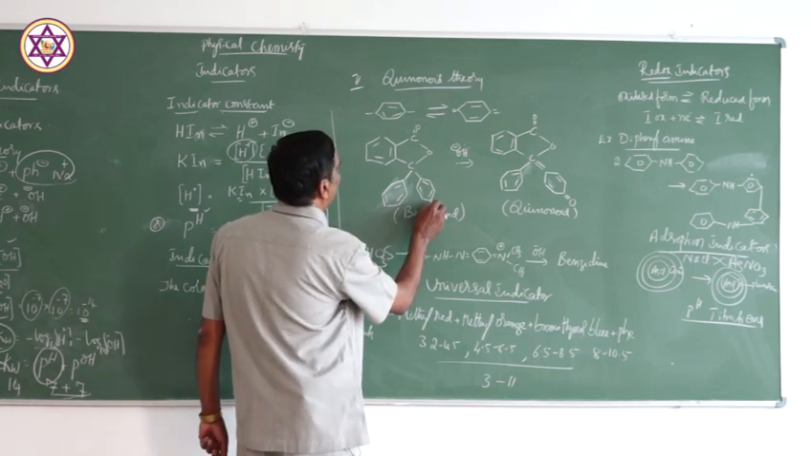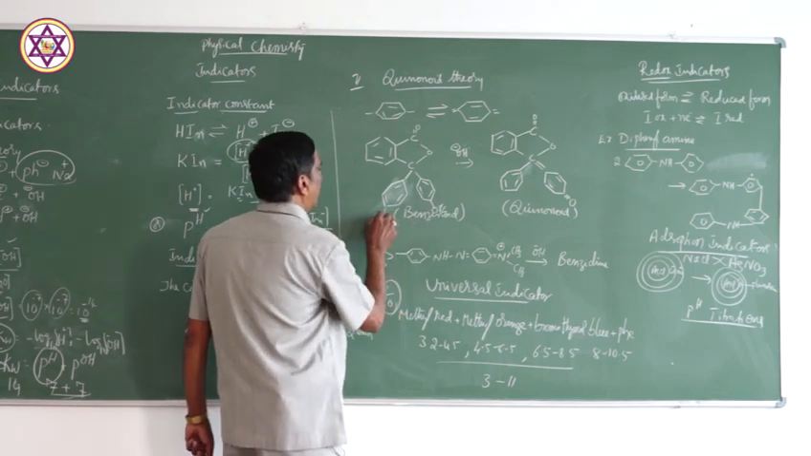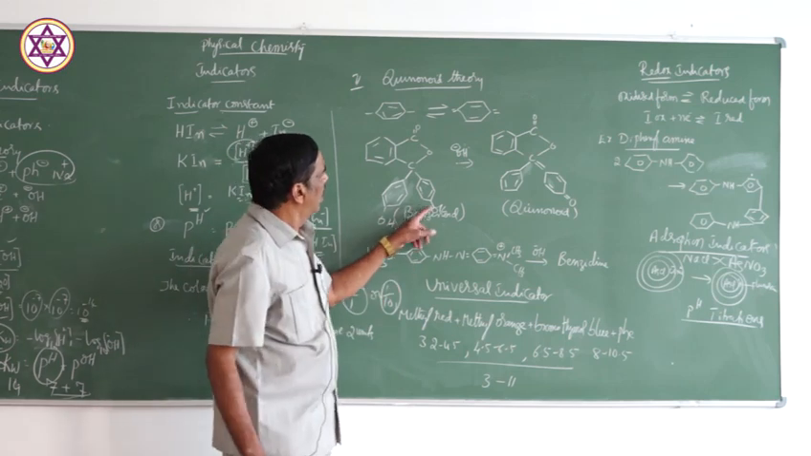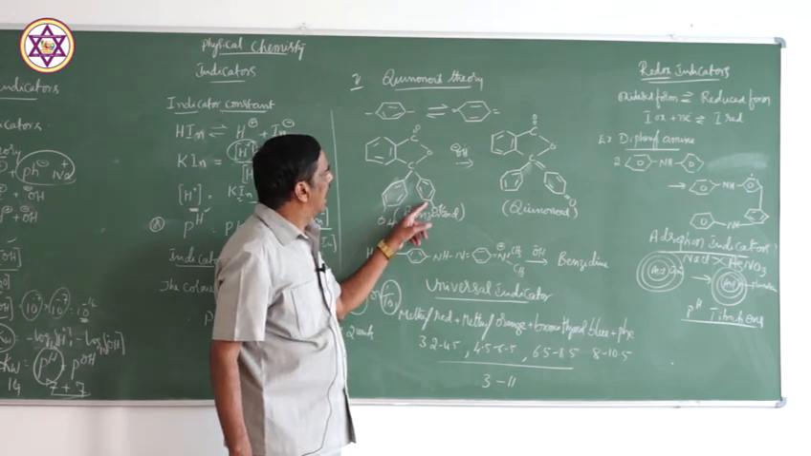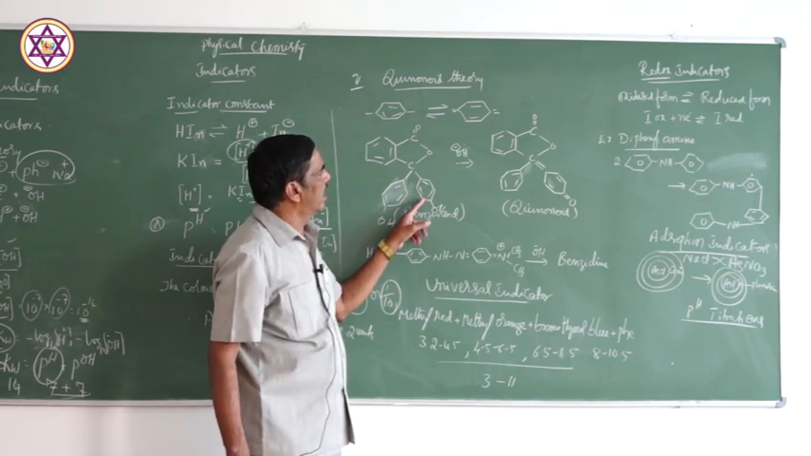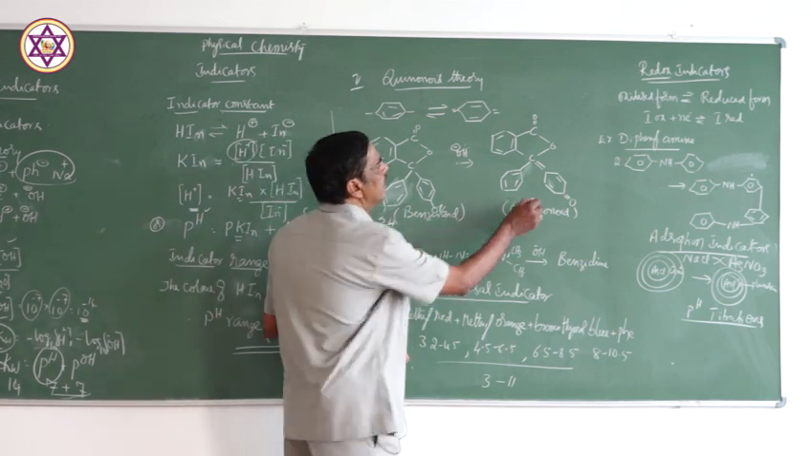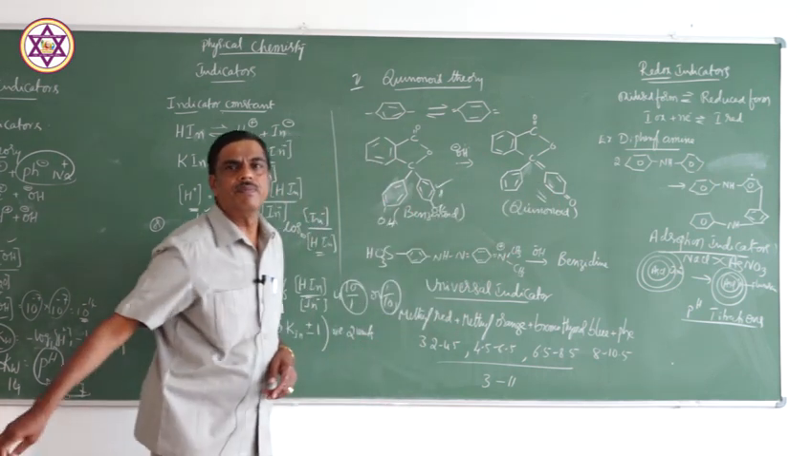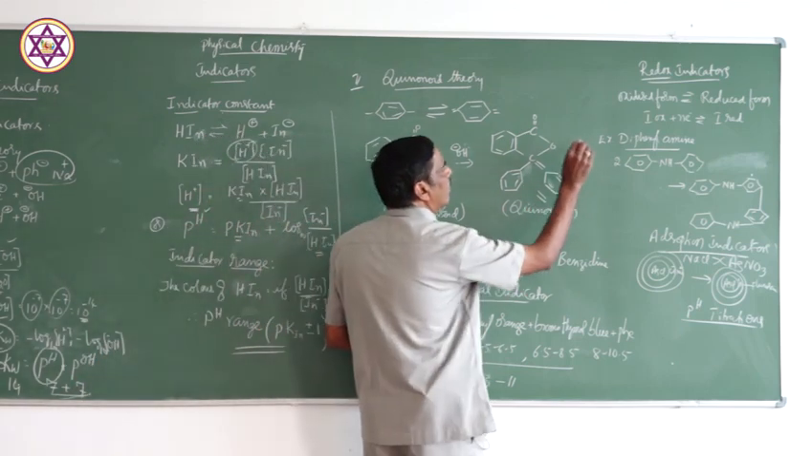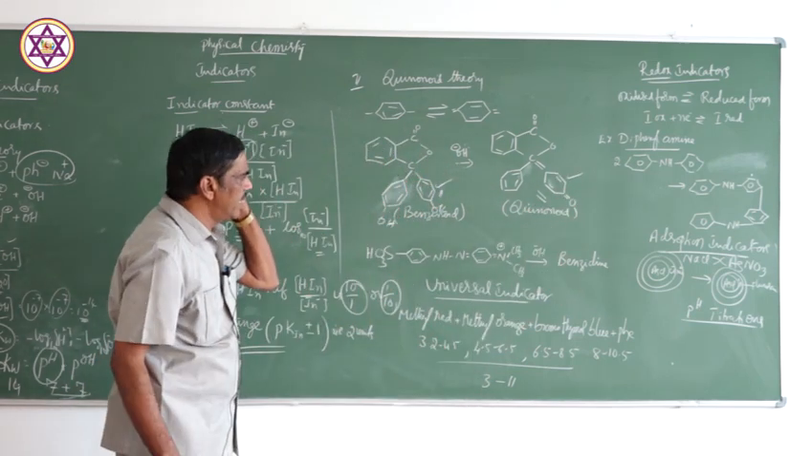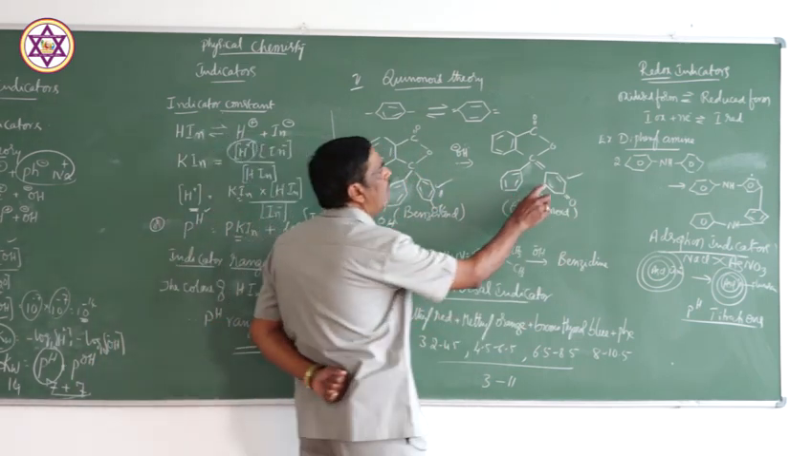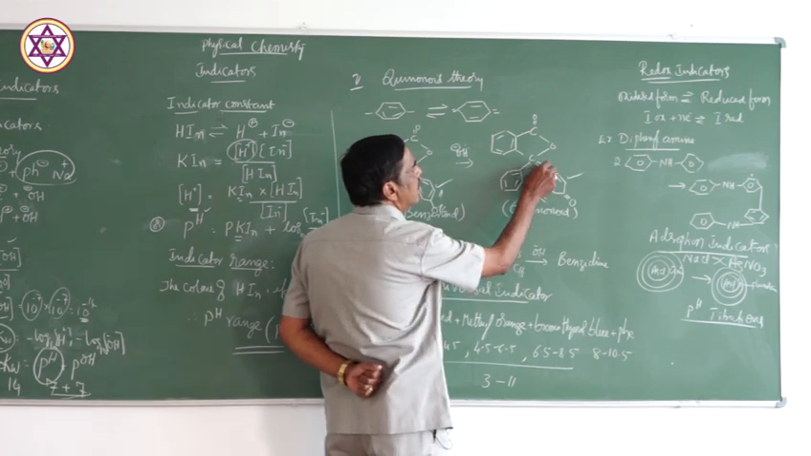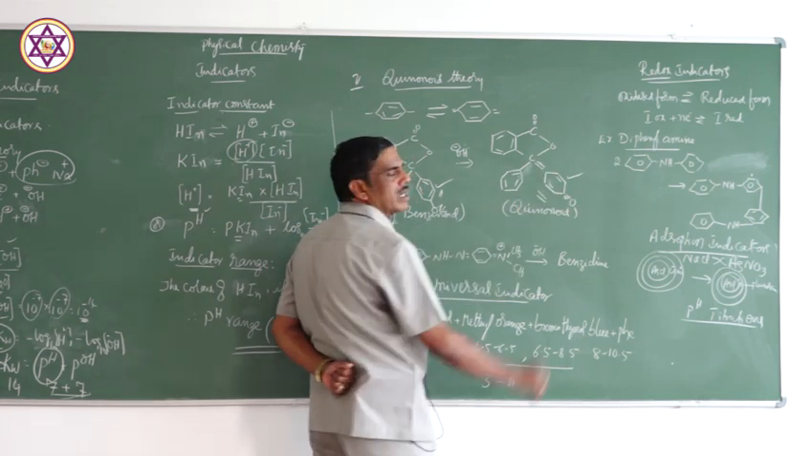So, here actually we have to write a phenolic group. This phenolic group undergoes oxidation, removal of hydrogen, to form this quinonoid form. This is the benzenoid form, and this is the quinonoid form. The theory says that in the quinonoid form there is continuous conjugation of pi bonds.